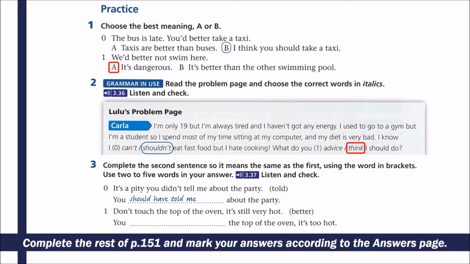Exercise 3. You have to complete the second sentence so that it means the same as the first one. Since the meaning in question 1 is, you shouldn't touch the top of the oven or you may get hurt because it's still hot, the better thing to do is to not touch the top of the oven. So the way you advise is to tell them the better option, which is you had better not touch the top of the oven.